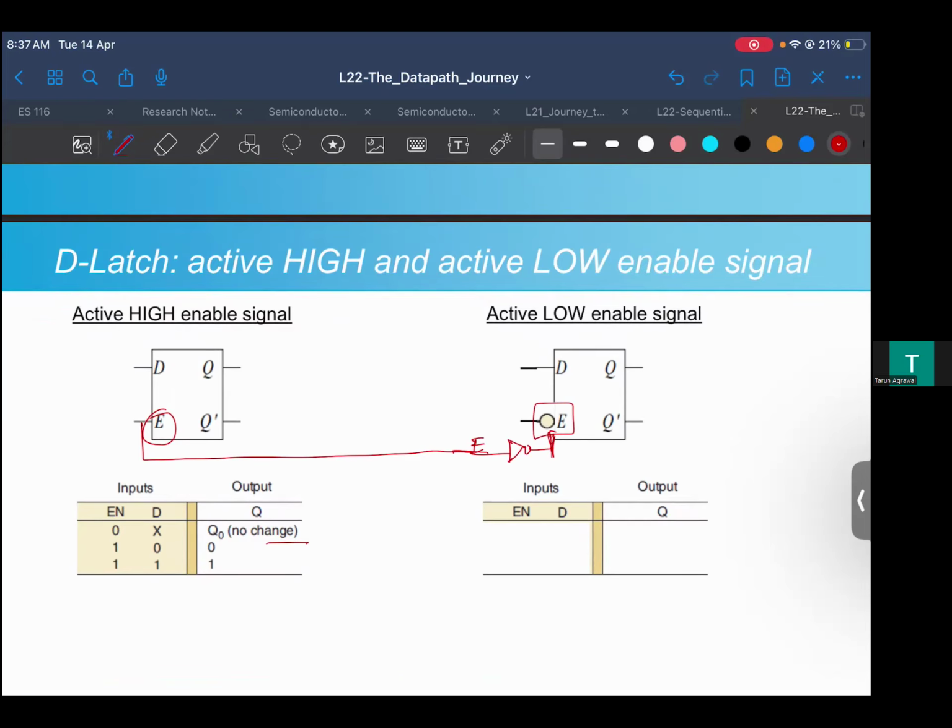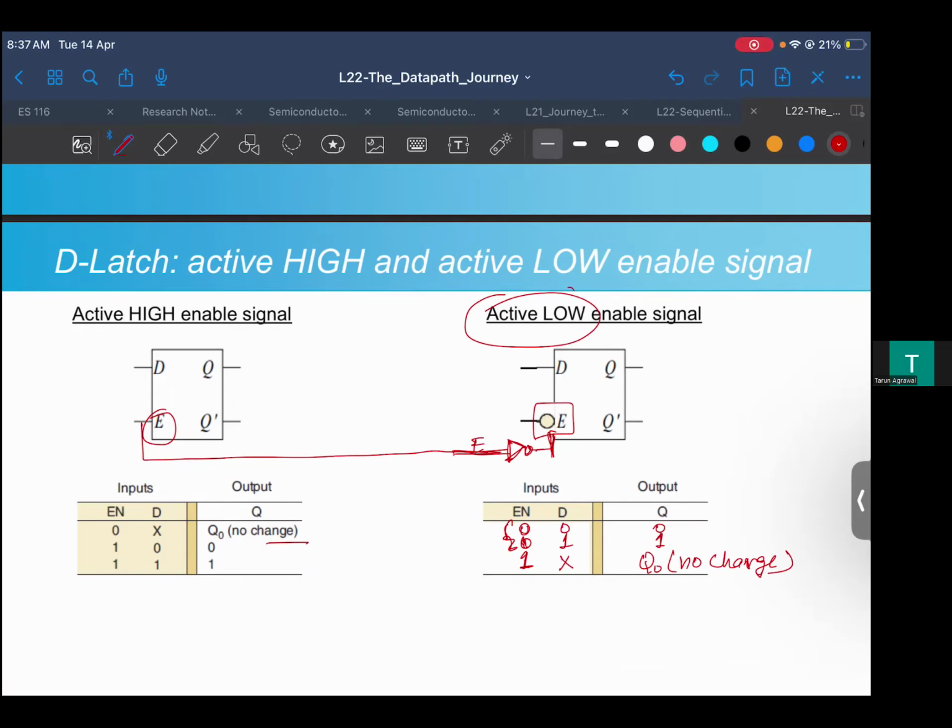So we will just see that it is the opposite table. Here, with active low enable, when enable is 0 and input is 0, the output is 0. When enable is 0 and input is 1, the output is 1. And when enable is 1, the output remains unchanged whatever the input is. So it is just the opposite of that table, because there is an inverter connected, which is what we know as an active low signal. Active low means whenever it is low, only then is it active. Whenever it is 1, it is not active.